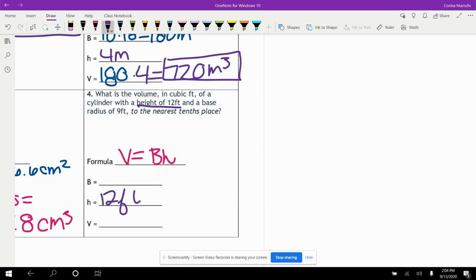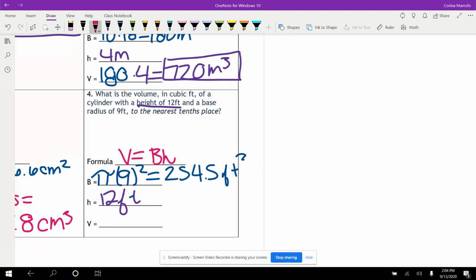The radius is 9, so now we're ready to plug that into our formula for the area of a circle. Pi r squared is how you find the area of your base. So it's going to be pi times 9 squared, and that is going to give us 254.5. And then our units here are feet squared.